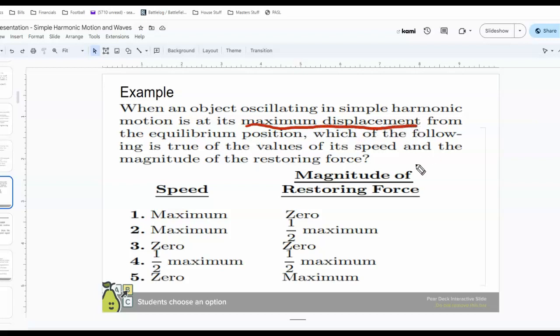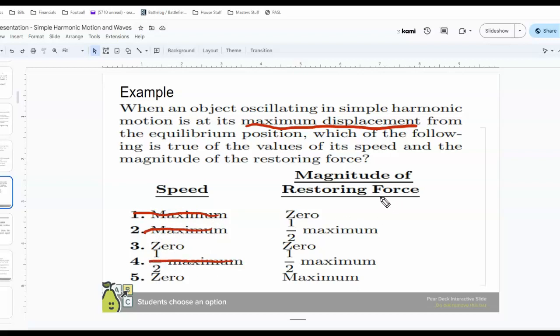But one of the things we've talked about previously is that at the endpoints, the object stops moving because it has to stop and then change direction. And so at the endpoints, the speed has to be 0. Based off of that fact, you can eliminate 1, 2, and 4.